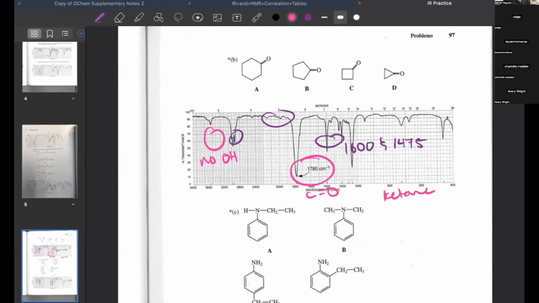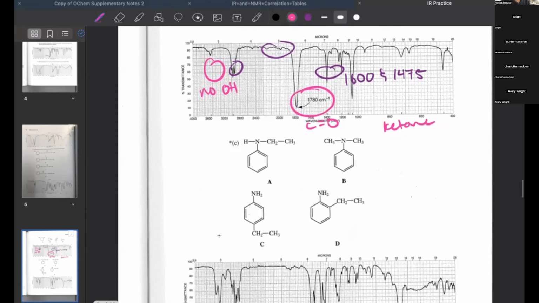Now, if you look above it, we have different cyclic ketones. The book that this is derived from is asking you which one it is. You don't have to know that. That's what proton NMR we're using for, plus the molecular formula you will be given.